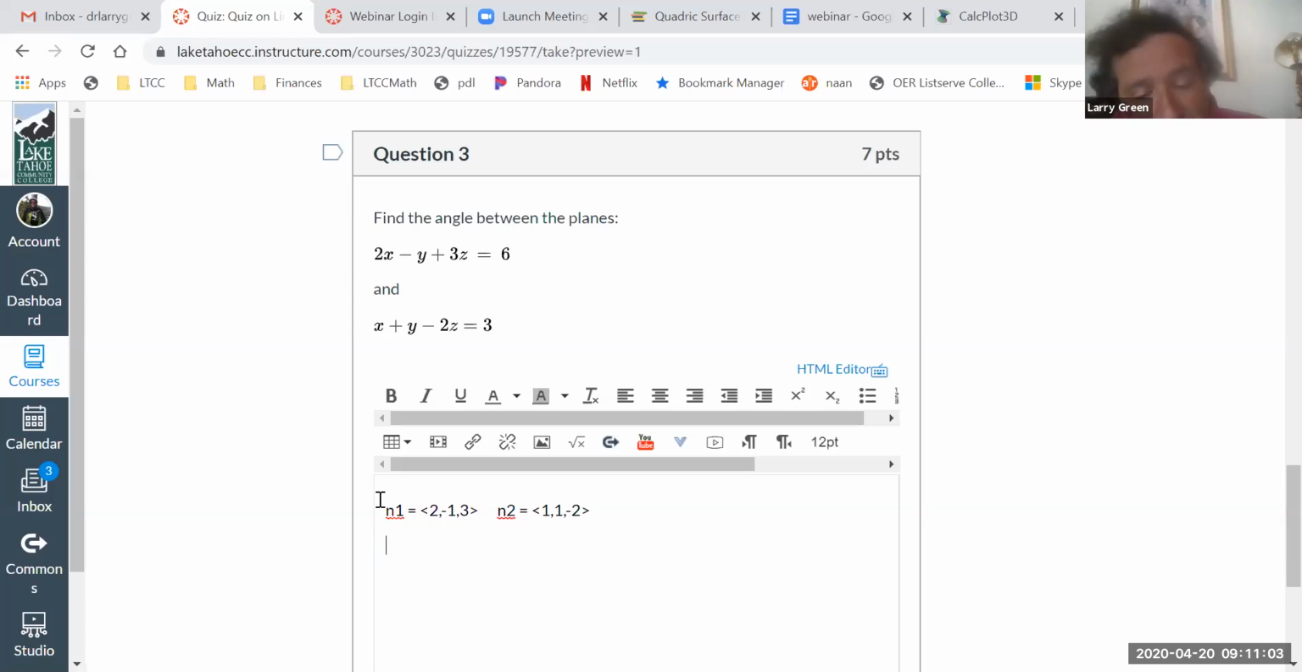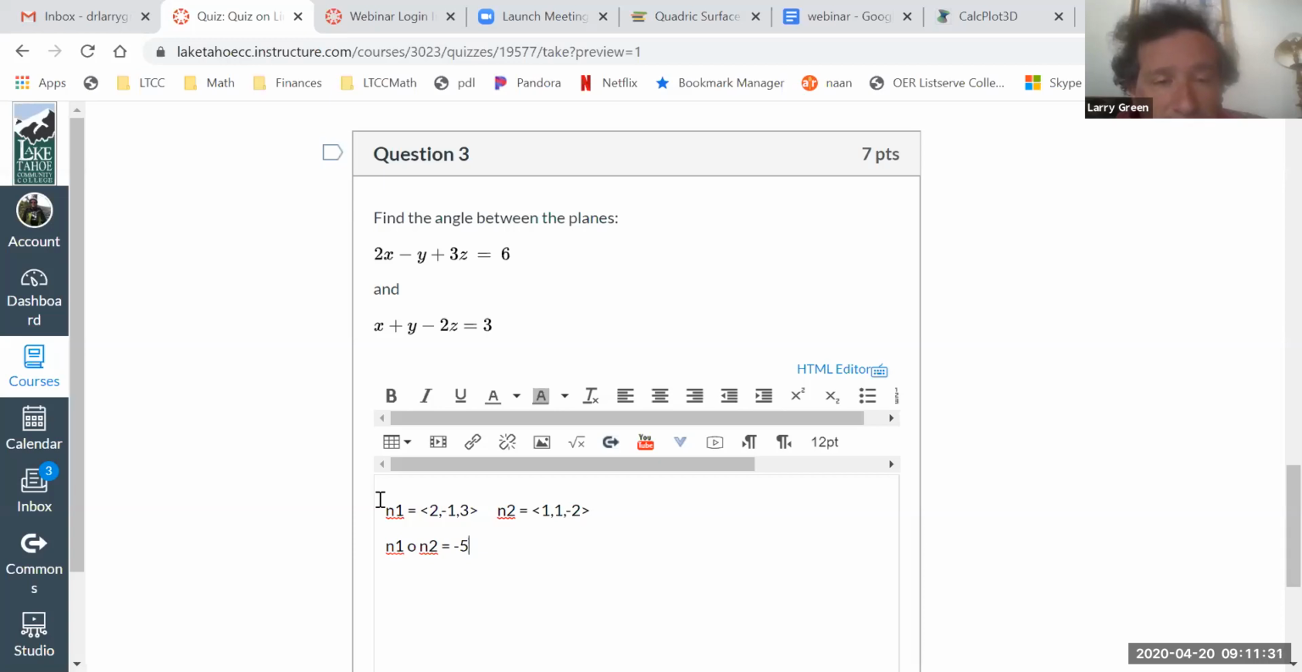So now we need the dot product, n1 dotted with n2. Well, that's going to be equal to 2 times 1 is 2, plus negative 1 times 1 is negative 1, so now we're at 1. And then plus 3 times negative 2 is negative 6, 1 minus 6 is negative 5. Any questions on the dot product?